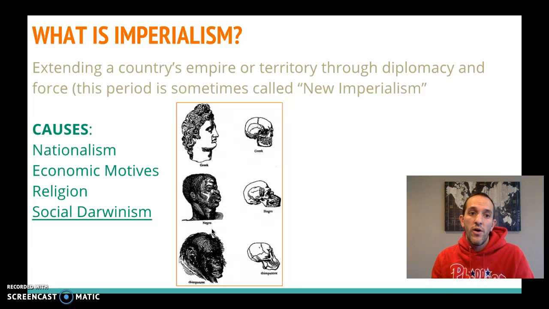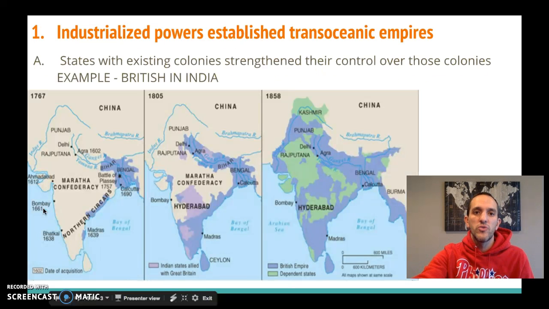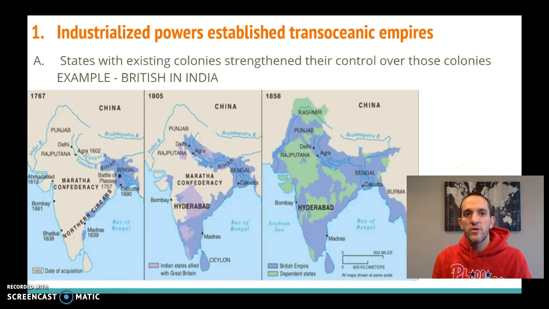So these are our causes: NERS, nationalism, economic, religion, and social Darwinism. So here's a couple themes that we're going to see. One, industrialized powers are going to establish and create transoceanic empires. What does that mean? Industrialized countries are creating empires that span over oceans.